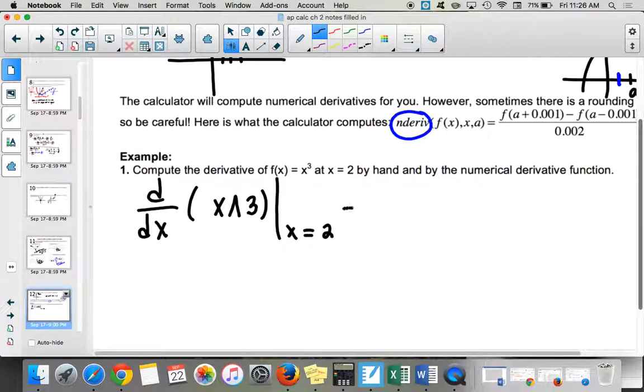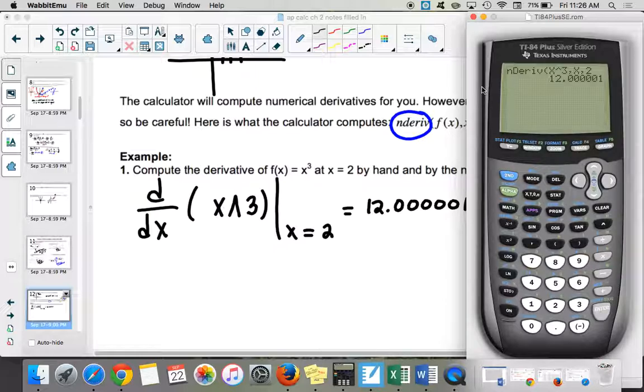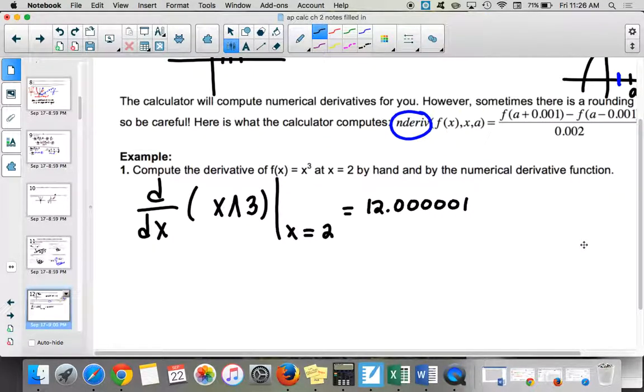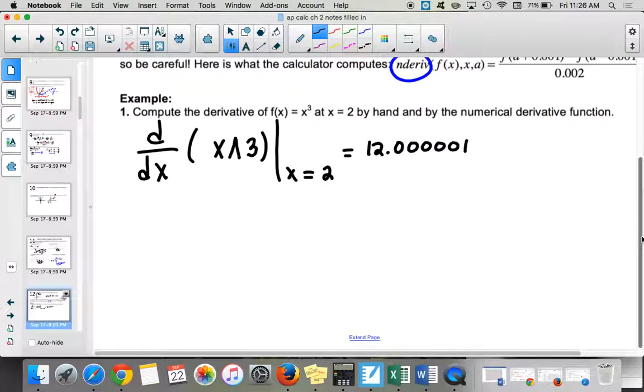Did you still get the same thing? 12.000001. Comma 2. You can end the parenthesis if you want to, or just leave it off. It's fine. Your calculator is lying to you. That is not the slope at 2. What do you think the slope probably is at 2? 12. It's 12.